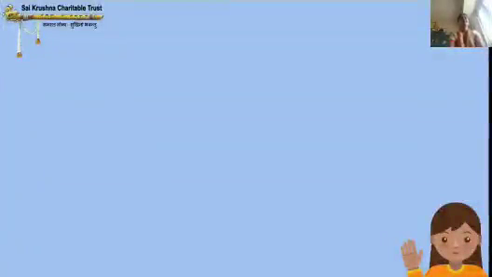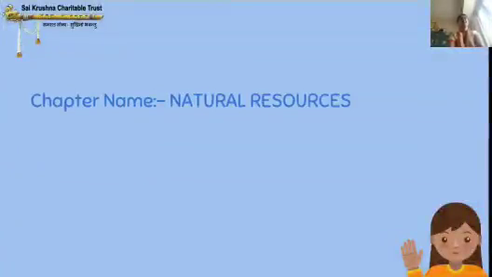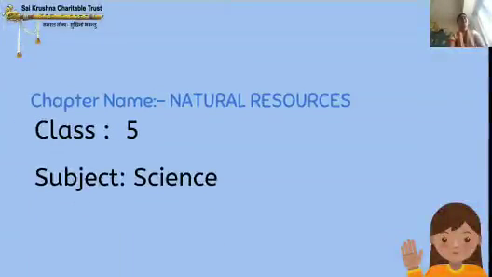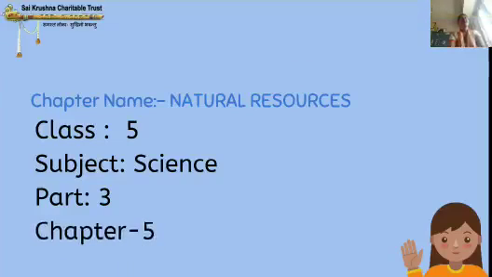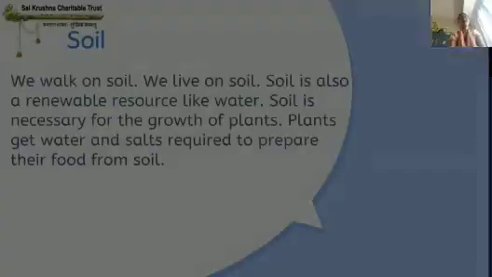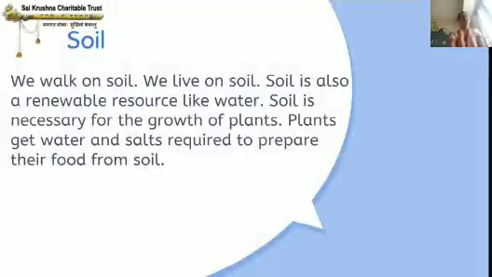So, today I'll be continuing the same lesson, Natural Resources, Class 5, Subject Science, Part 3, and Chapter 5. In Part 2, I explained to you about solar energy, which is a renewable resource, and what activities are done using solar energy. Now we will understand the other type of renewable resource, that is soil.